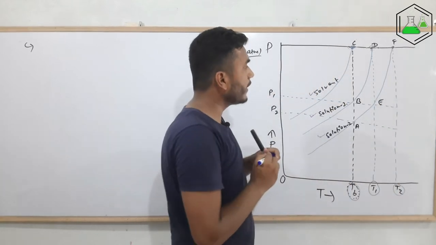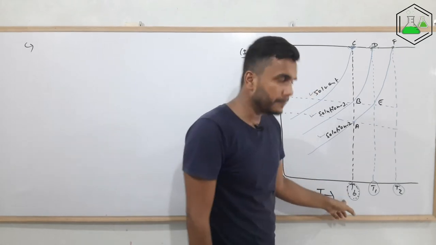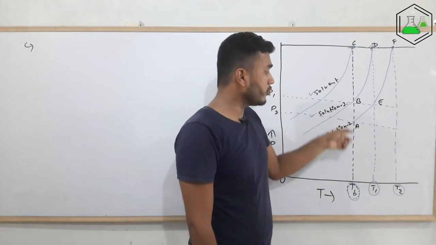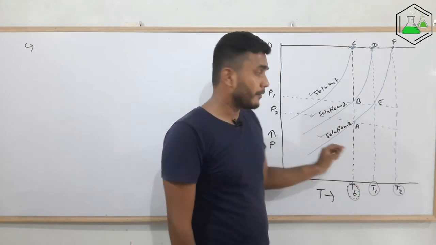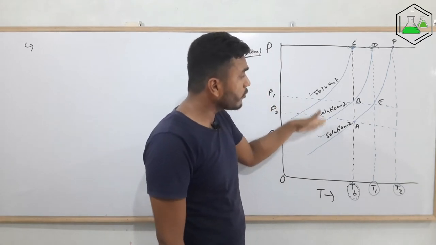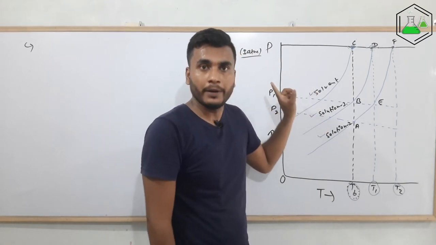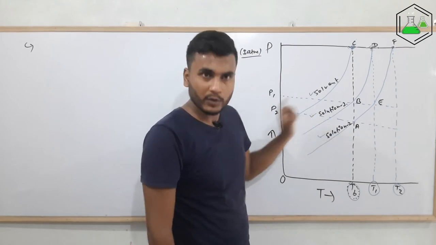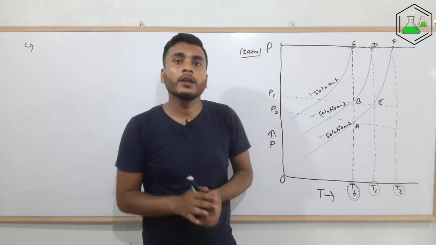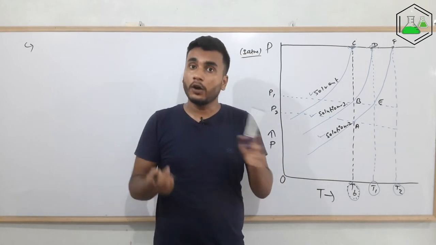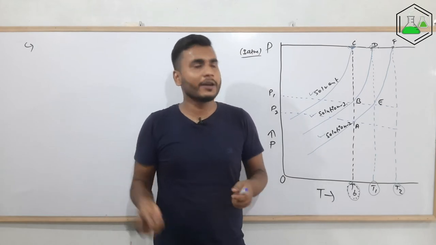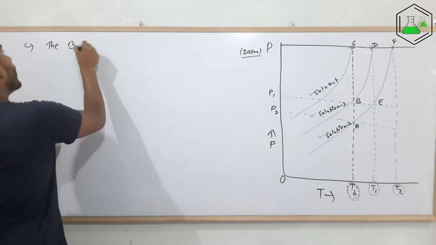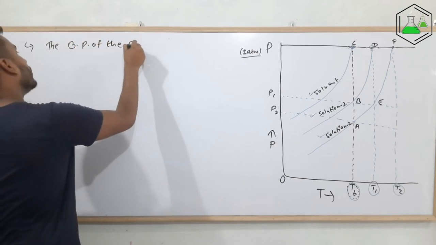That means for the solvent to boil, the temperature must be TB. For solution 1 to boil, the temperature must be T1. And for solution 2 to boil, the temperature must be T2. That means the boiling point of the solutions is always greater than that of the solvent. And here as well, the boiling point of solution 2 is greater than that of solution 1, right? So we can conclude that the boiling point of the solution when non-volatile solute is added is always greater than that of the solvent.